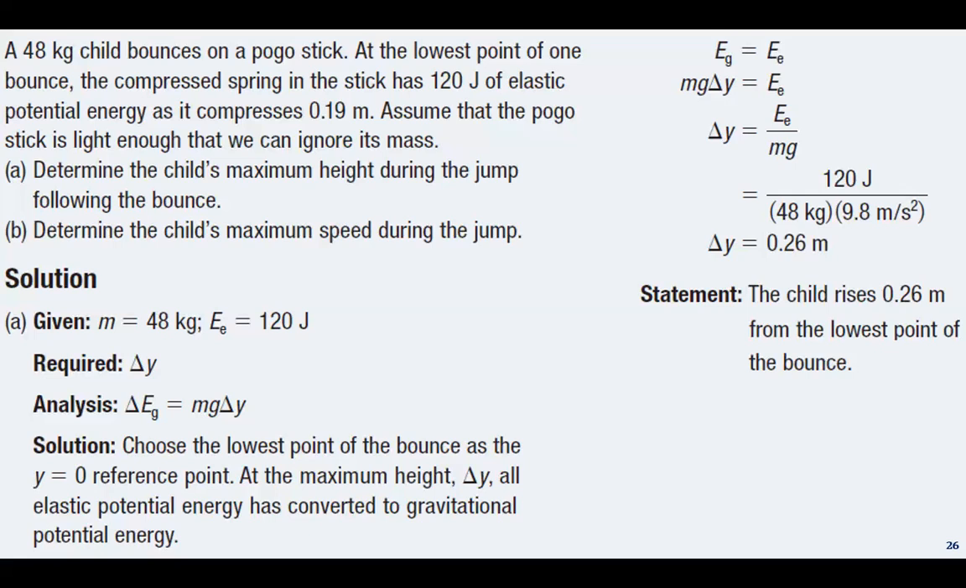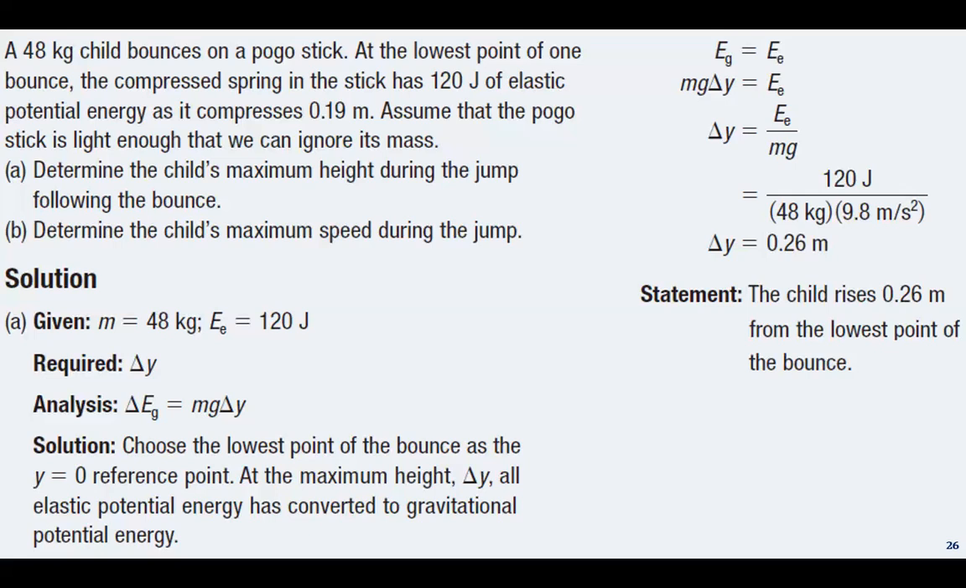we have gravitational potential energy equals mg delta y. So that gives us 89.4 joules. The kinetic energy is the difference between the initial elastic potential energy and gravitational potential energy, which gives us EK equals 120 joules minus 89.4 joules, which is 30.6 joules.